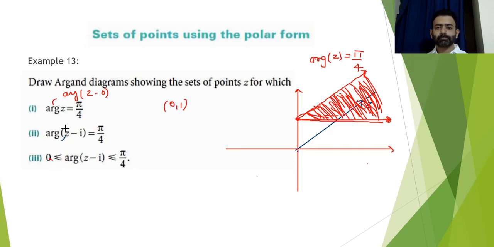If equality is not there and it is a pure inequality, then you will draw a dotted line, meaning these straight lines are not included. But in complex numbers a question seldom comes where we have to draw a dotted line. If it does come, then you will draw a dotted line for sure.